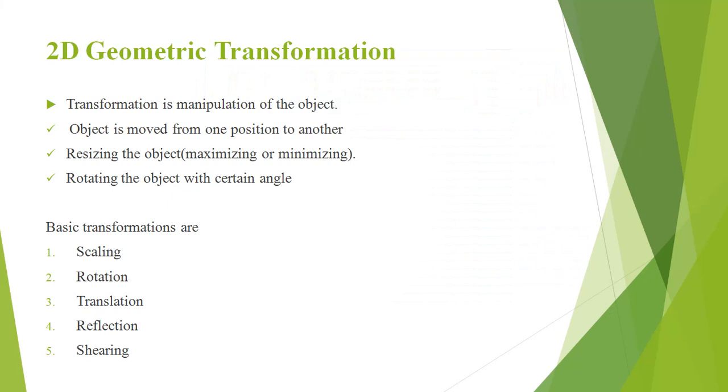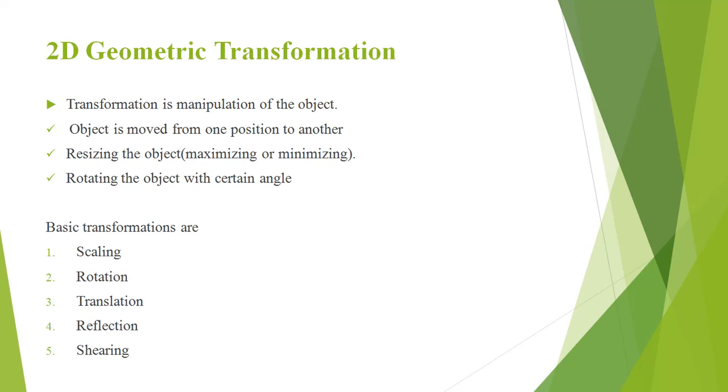Before that, we need to know what transformation is. Transformation means the manipulation of the object. Manipulation of the object means the object is moved from one position to another, or scaled, which we can also call resizing, meaning we can minimize or maximize the object, or rotated by a certain angle.